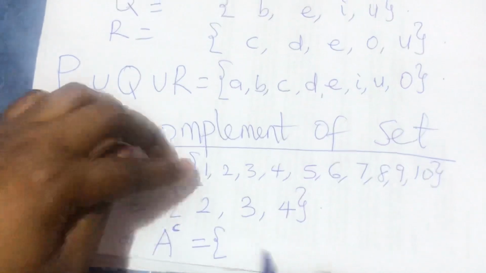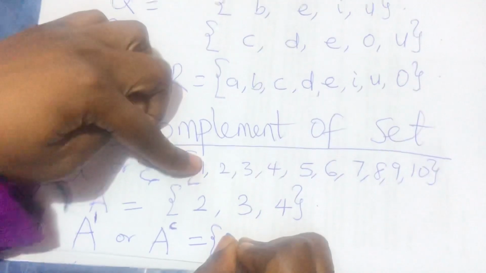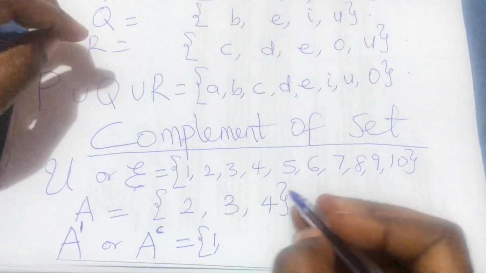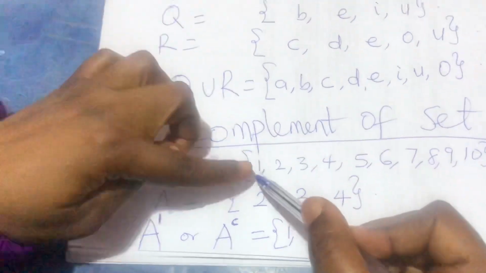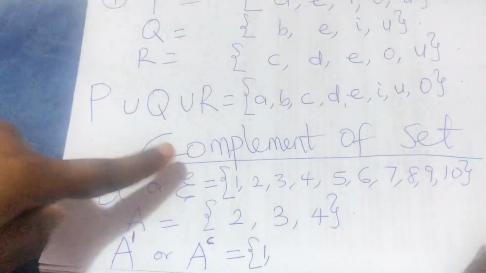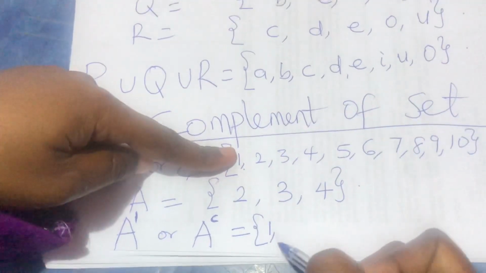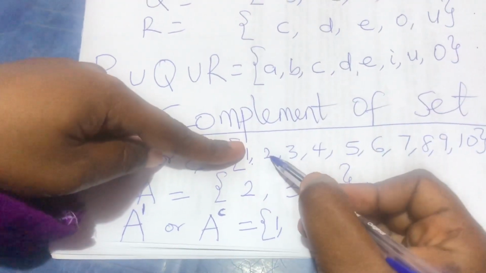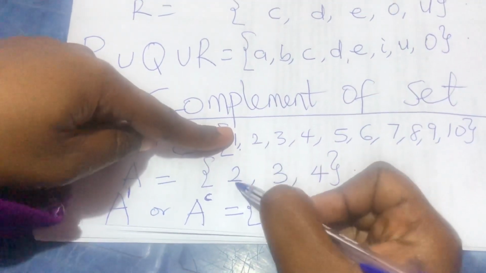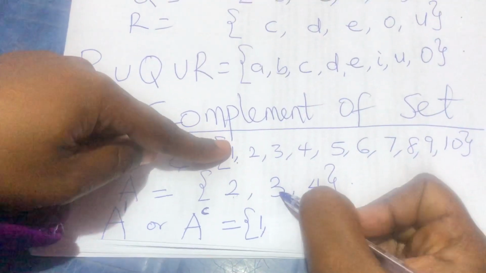Let me explain again. There is 1 in the universal set, but we cannot find 1 in A, so we are going to write 1. There is 2 in the universal set, and there is 2 in A. We are not going to write 2. There is 3 in the universal set, and there is 3 in A. We are not going to write 3.